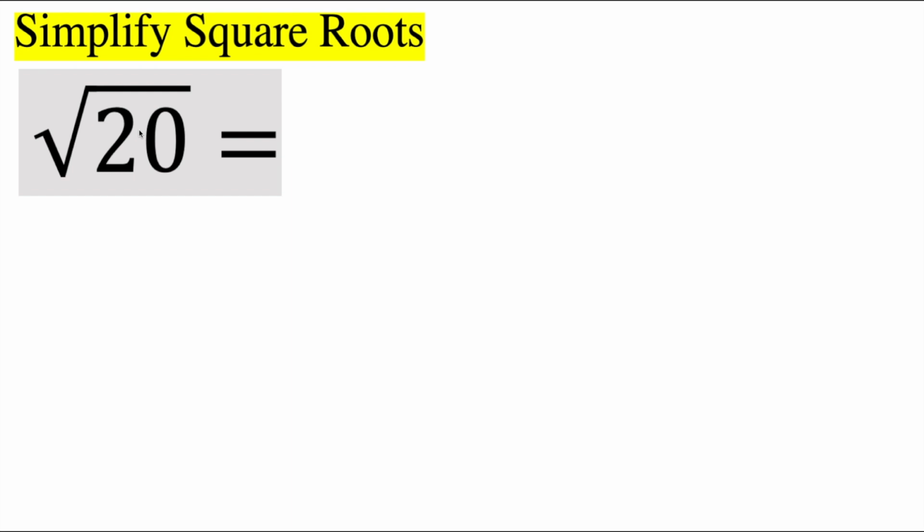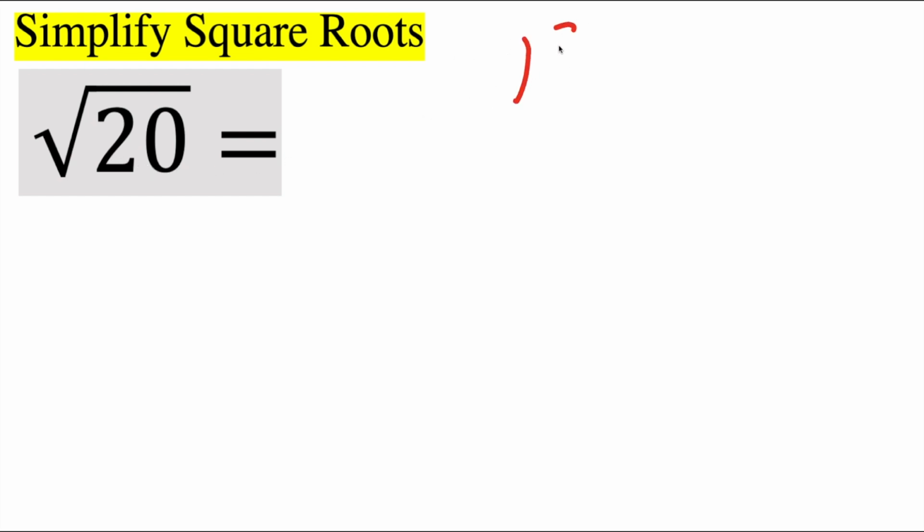Now, the thing is, there's no number times itself to give you 20, because think about it. 4 times 4 is 16, 5 times 5 is 25. So there's no number times itself that would give you 20. The way we're going to simplify this is to find the biggest perfect square that will divide evenly into 20. I'm going to explain what perfect squares are.